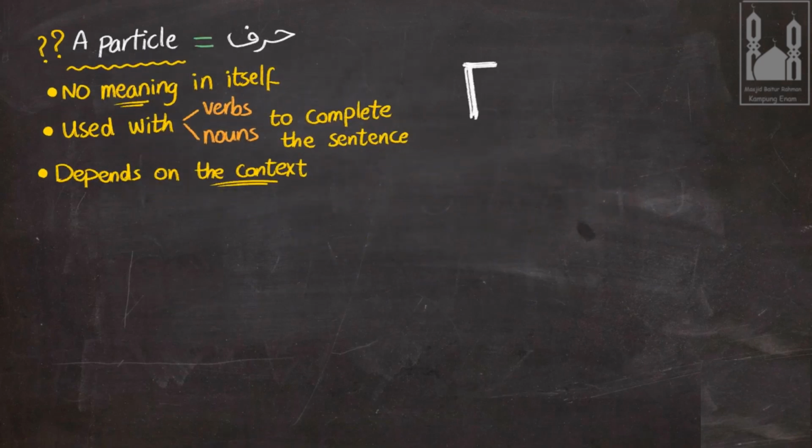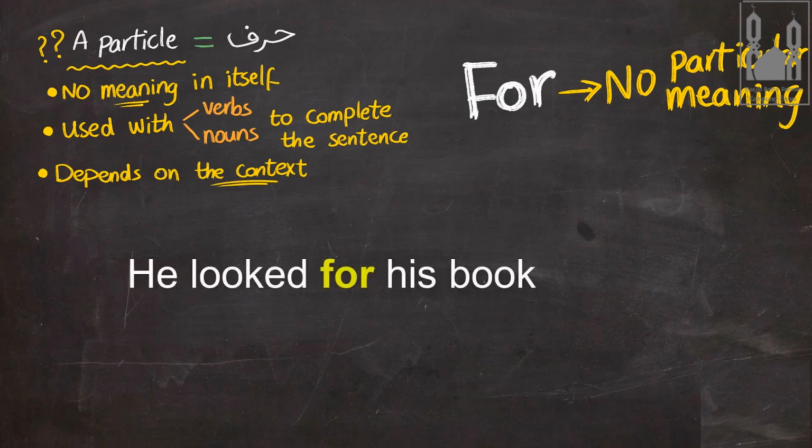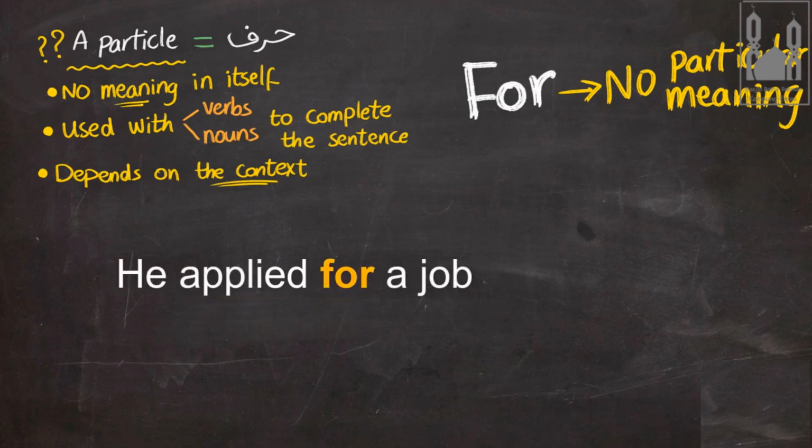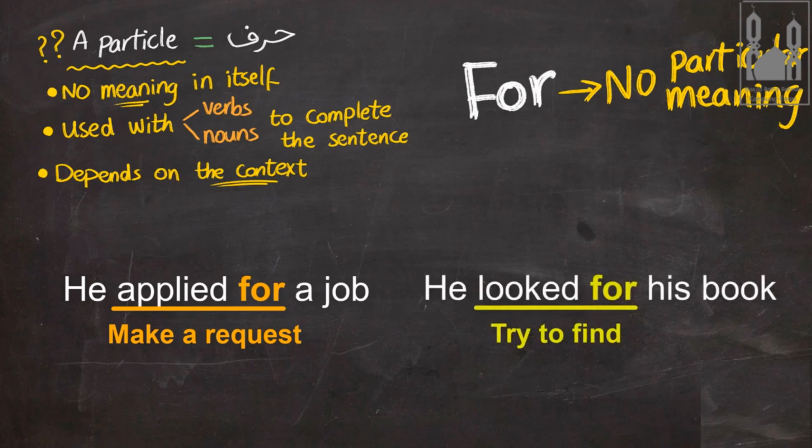So for example, the word "for" is a particle, and in itself, it doesn't really have much meaning. Not like "chair", for example. But when we say, "he looked for his book", in this case, the word "for" gave the meaning of trying to find to the verb "look", and it has therefore acquired a certain meaning. So "look for" means "try to find". However, if we say, "he applied for a job", in this case, the word "for" has a different meaning, which would then be to make an official request. So the meaning of the particle depends on the context in which it was used.